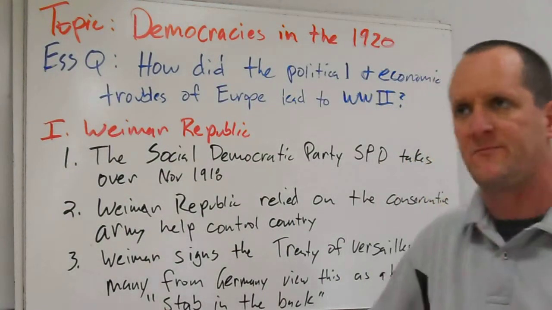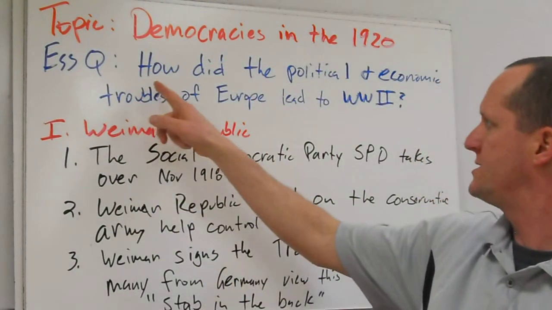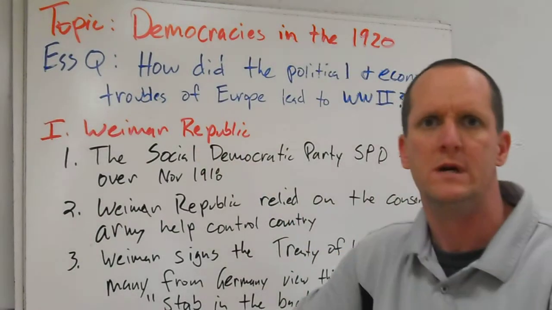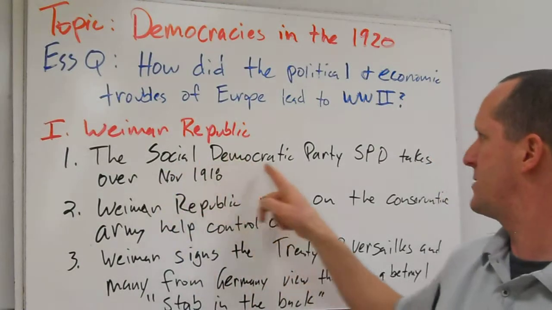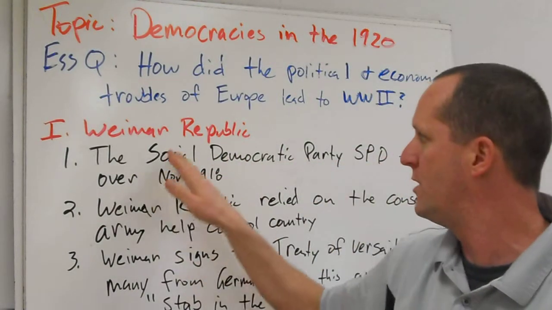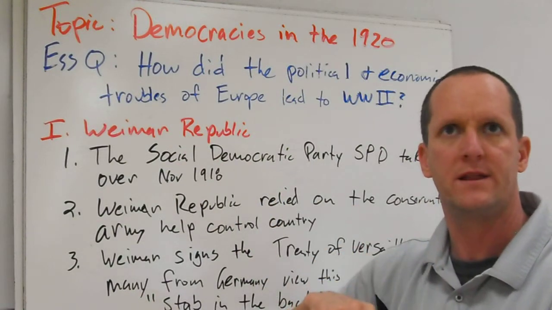All right, class. Today's topic, democracies in the 1920s in Europe. Our essential question, how did the political and economic troubles of Europe lead to World War II? So first in Germany, you had the Weimar Republic. The Socialist Democratic Party, or SPD, takes over in 1918, and they were the Weimar Republic. Weimar is a region in Germany, and that's how they got that name.